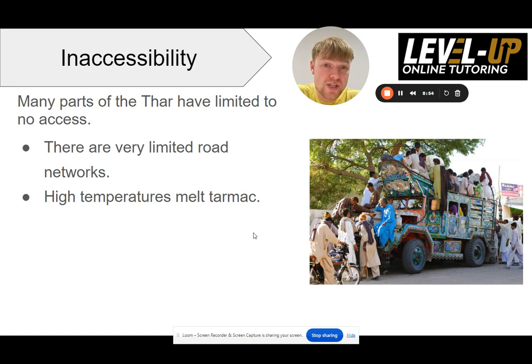High temperatures, obviously, again, melt tarmac. If it's a continual process that's happening, the repairs are not going to be done because the money that's put in is ultimately a little bit worthless.